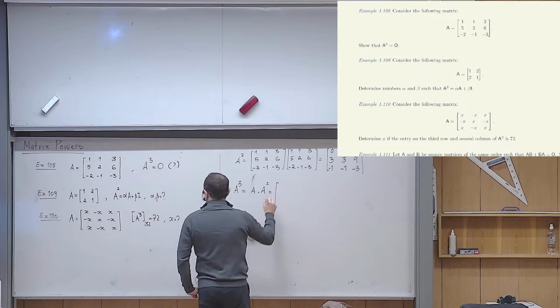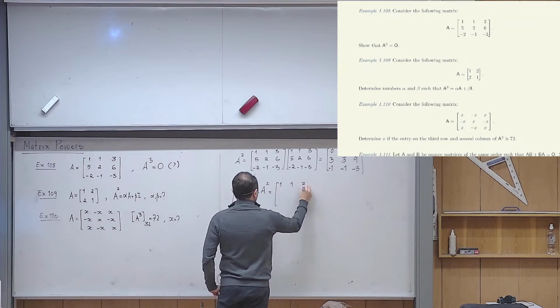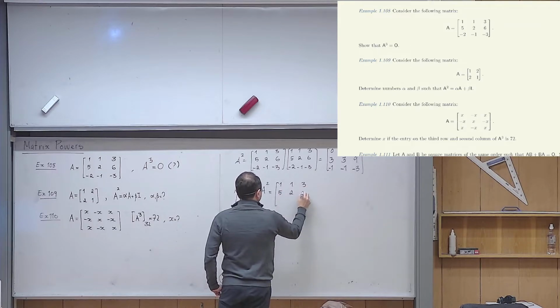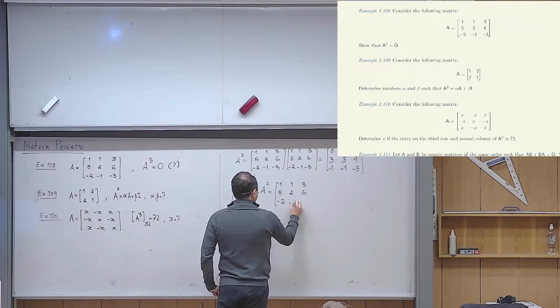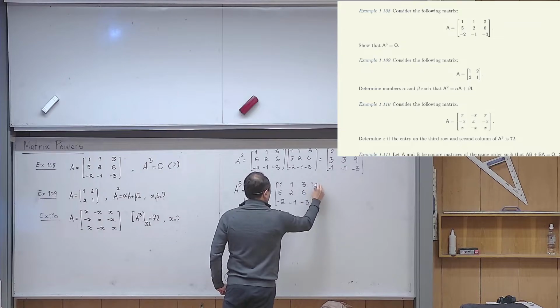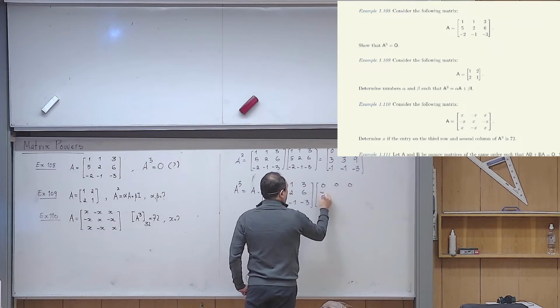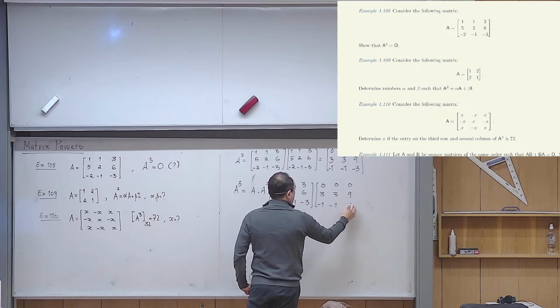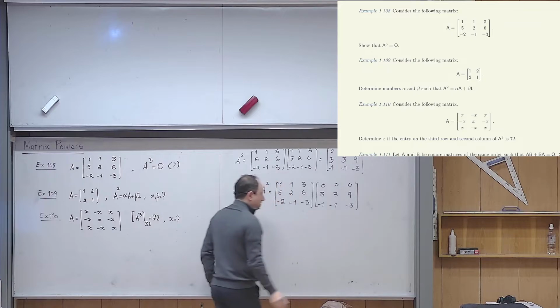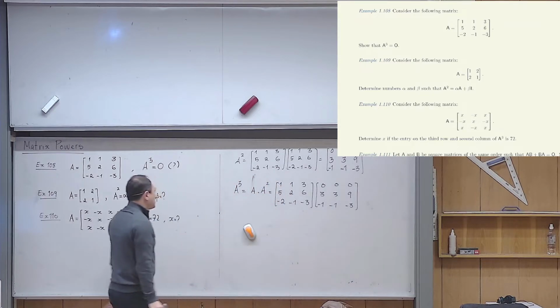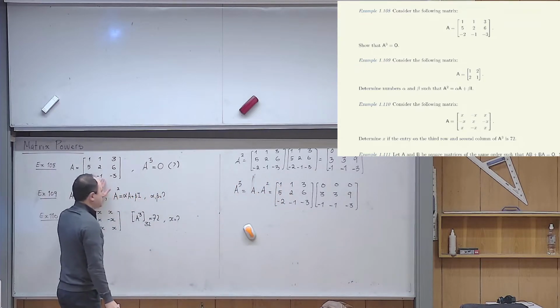So what is A here again? 1, 1, 3, 5, 2, 6, minus 2, minus 1, minus 3, and I multiply by the matrix that I just found. If I have done everything right and if the problem is correct, I should be able to get the 0 matrix here in this case. There is no guarantee that this would happen, but some matrices are like this, even though they are non-zero matrices.